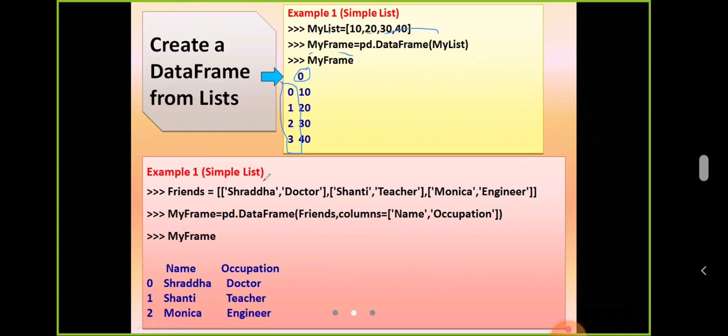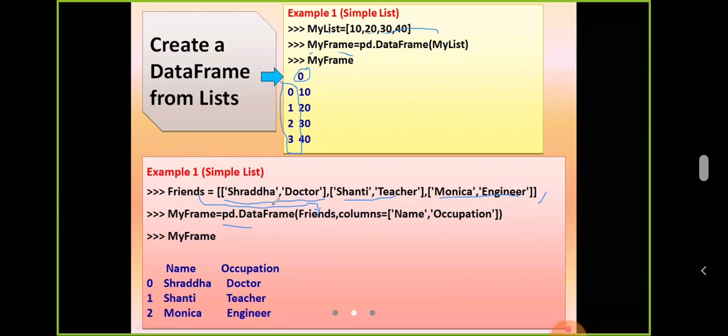Now in the second example, I have taken a friends list. In friends list, I am taking Shraddha, doctor, Shanti, teacher, Monica, engineer. It means I am using a nested list here. List inside list. Clear? I am using three lists inside the main list. Clear? This is called the nested list. List inside list. Now I am using this friends list to create my data frame. You can see that this friends I have passed here. Clear? Friends, comma, columns equal to name, comma, occupation. Friends is my list which contains the data, and columns equal to name, comma, occupation.